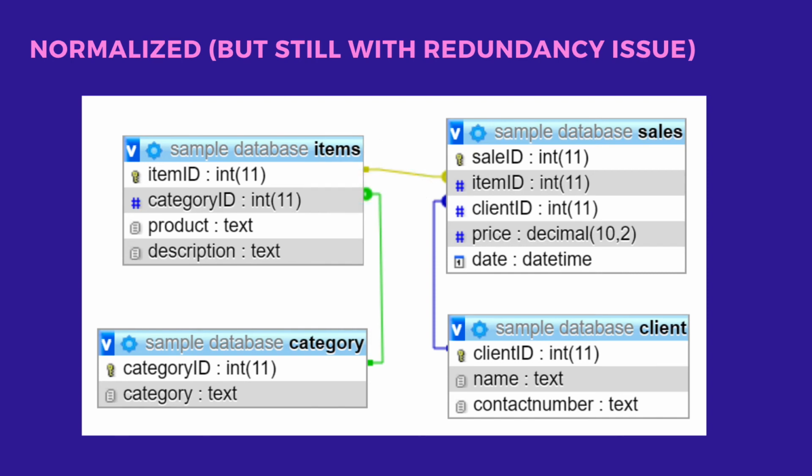As you have noticed, a table is an entity. Like in our example, it's the client, category, items, and the sales. So when you design your database structure, you have to group together the related information and relate those information to another table, just like what we just did in here.